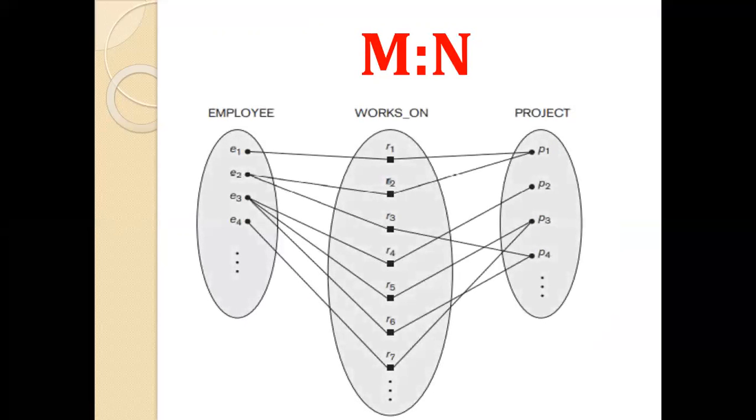Then m:n. If I take the same employee and project, here also m employees, any number of employees, can work on any number of projects. So the cardinality constraints on the relationship indicate the number of entities from one entity type that relate to the number of entities in another entity type. So this is the cardinality constraints.